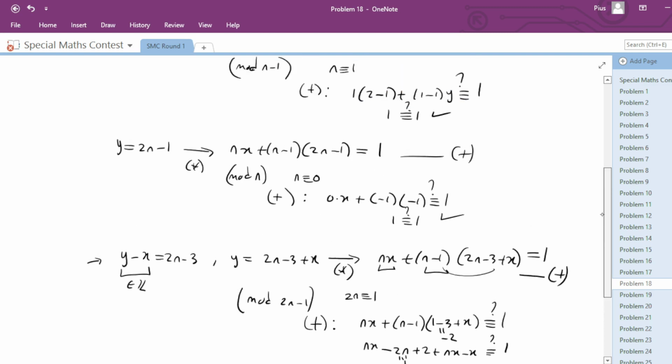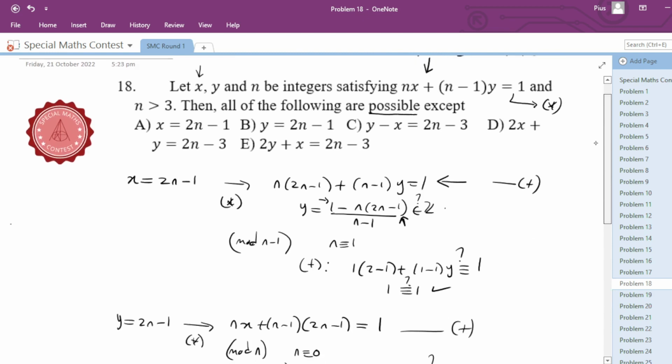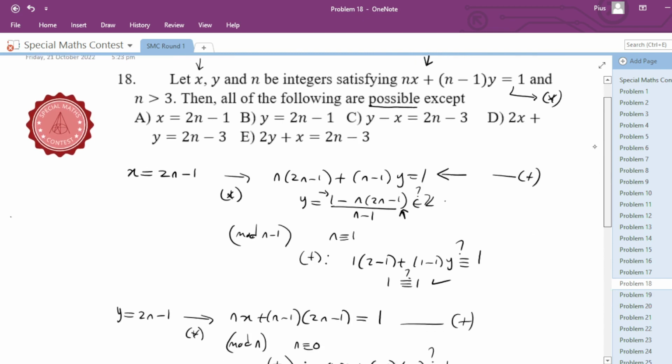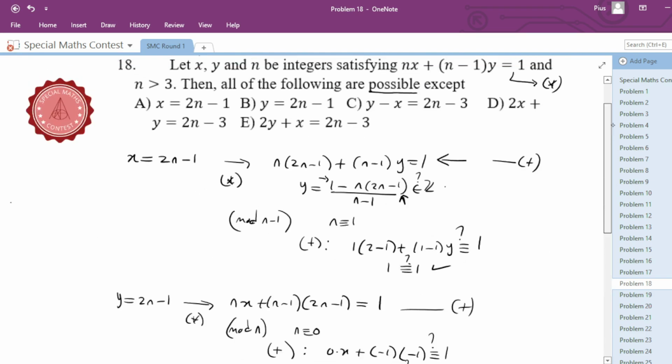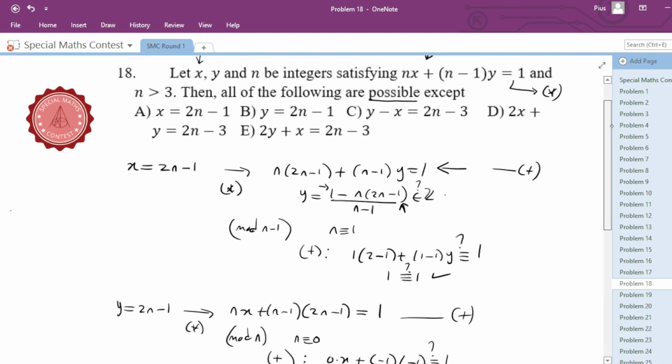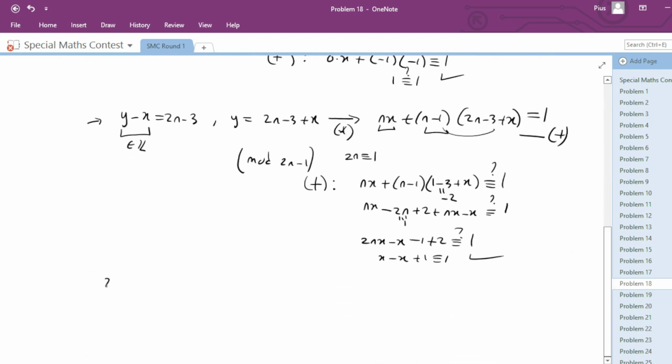So once again, for all values of n, we're going to have integers for x and y irrespective. Now the next one we have is option D. 2x plus y is 2n minus 3. So I'll try something similar. This time we don't have much of a choice. We have to make y the subject so that whenever x is guaranteed to be an integer, then y will also have to be an integer because it's a subject without fractions. So we have y is 2n minus 3 minus 2x.